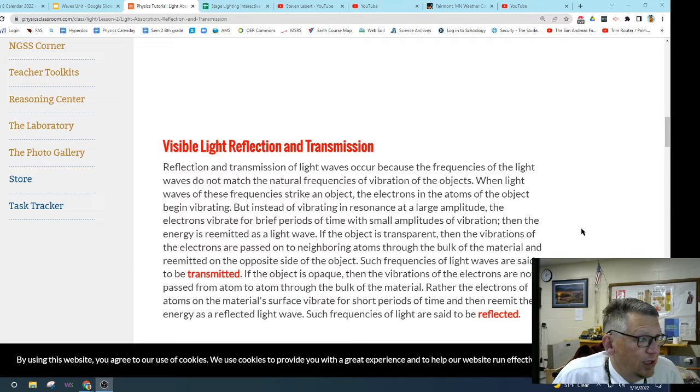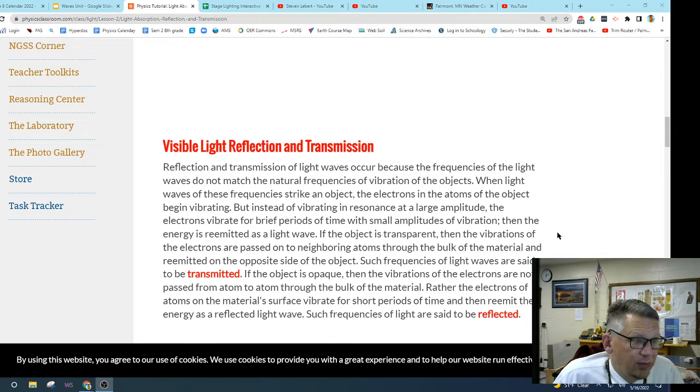Visible light reflection and transmission. Reflection and transmission of light waves occur because the frequencies of the light waves do not match the natural frequencies of vibration of an object. When light waves of these frequencies strike an object, the electrons in the atoms of the object are vibrated, but instead of vibrating in resonance at a large amplitude, the electrons vibrate for a brief period of time with a small amplitude of vibration. Then the energy is re-emitted as a light wave.